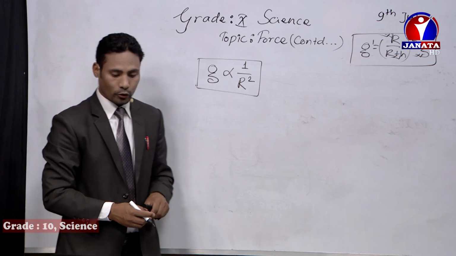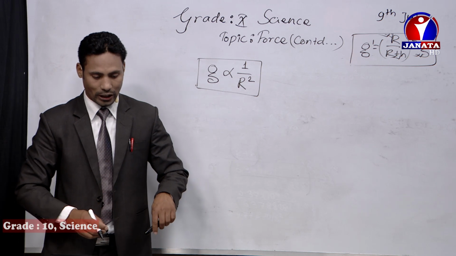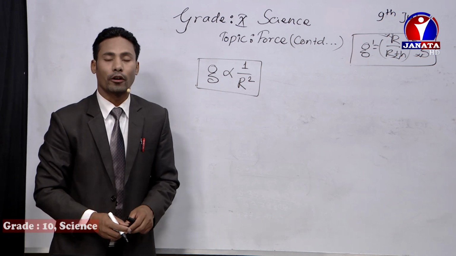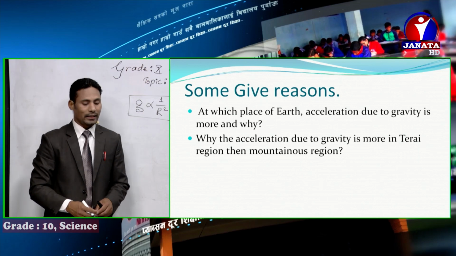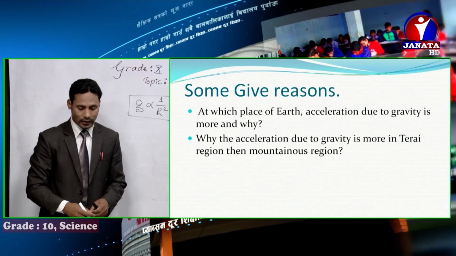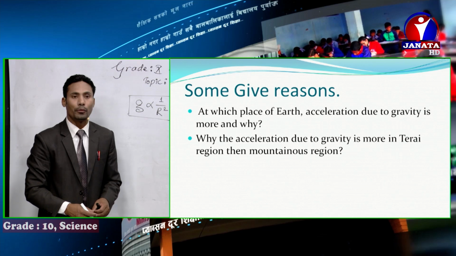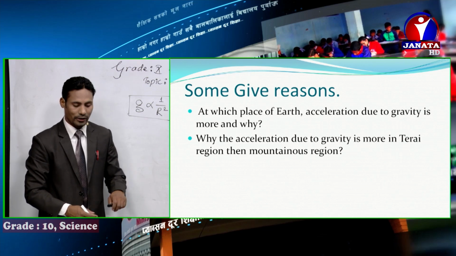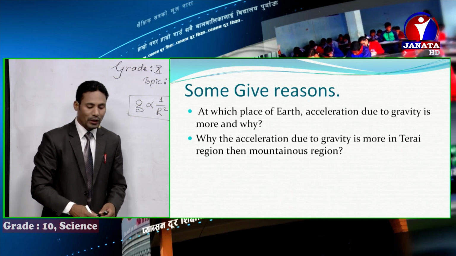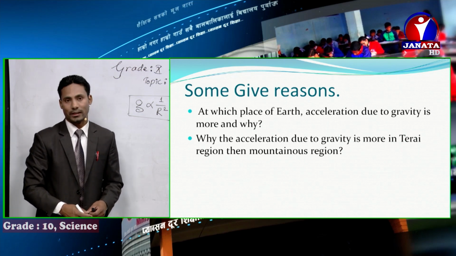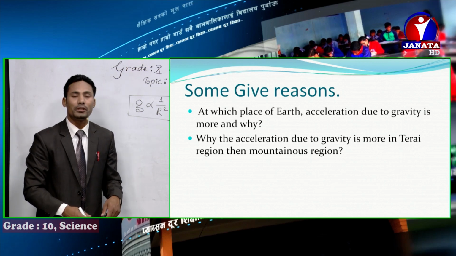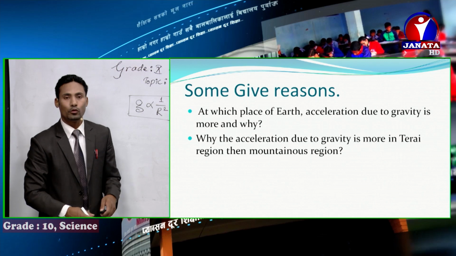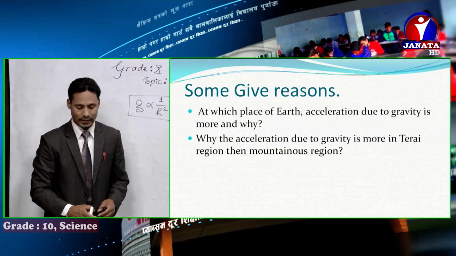Some of the questions I have brought, you can check on the screen also. There are some questions mentioned, like at which place of the earth the acceleration due to gravity is more and why. These questions we have discussed previously also. Let me revise this once again. Similarly, why is the acceleration due to gravity more in the Terai region than in the mountainous region. These two give reasons we will discuss right now.